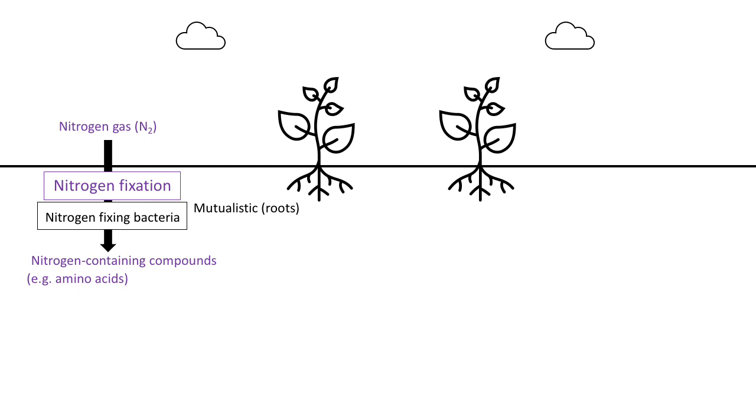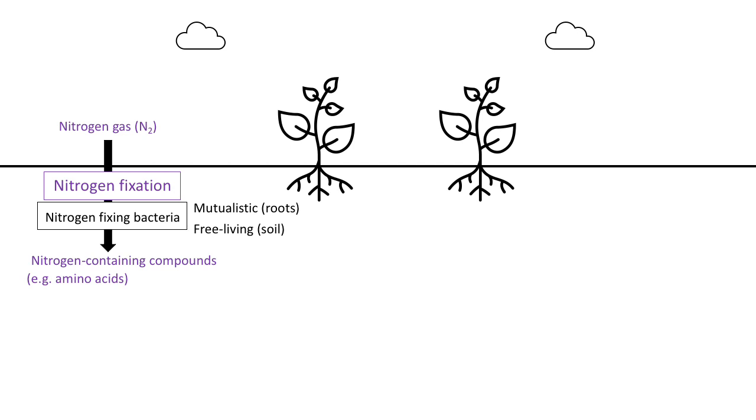So the mutualistic, they're found associated with the roots, and they're mutualistic because they provide the nitrogen containing compounds that they've produced to the plant, and the plant provides carbohydrates to those bacteria. And then there are also free living bacteria found in the soil that are nitrogen fixing.